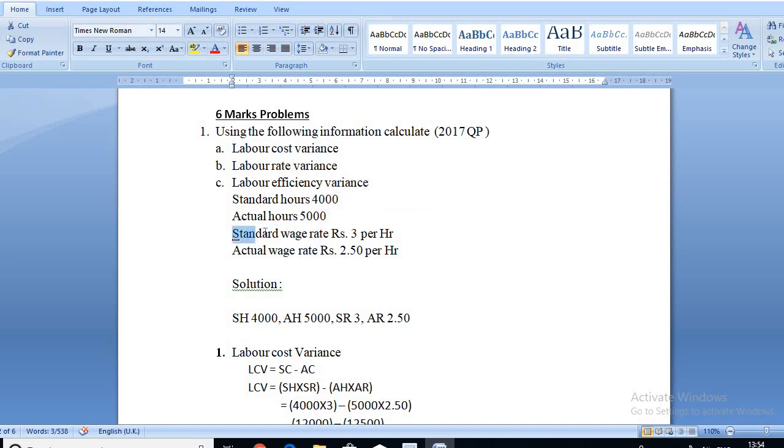And the next one, standard wage rate rupees 3 per hour. So for one worker we're paying rupees 3 as a standard wage rate, but actually we have paid only rupees 2.50 per hour. So this will be the SR and this will be the AR. So standard hours is 4000, actual hours 5000, standard rate rupees 3 and actual rate rupees 2.50. So all the information was given.